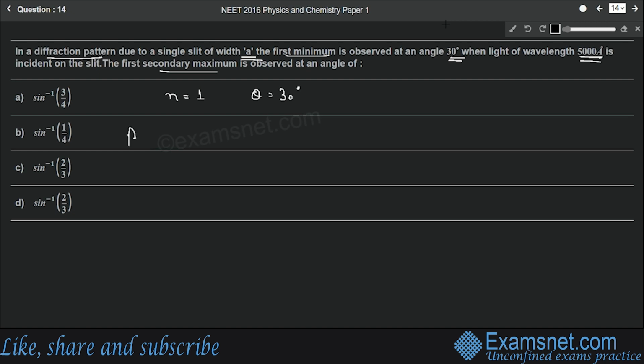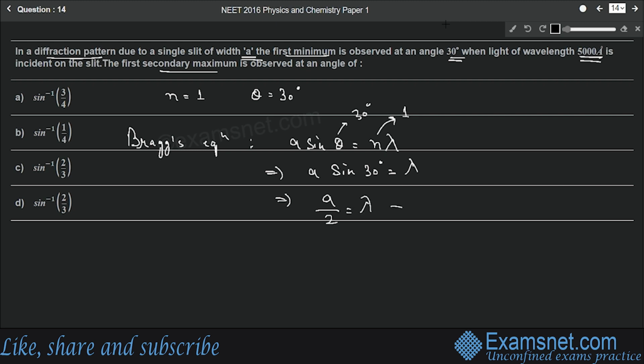So from Bragg's equation, we can say that A sine theta is equal to n lambda. Now theta is 30 degree and n is equal to 1. So we can write that A sine 30 degree is equal to lambda because n is equal to 1 and sine 30 degree is equal to half. So A by 2 is equal to lambda. So from here we get the value of A, that is twice the wavelength, that is A equal to 2 lambda. Let's put it as equation number 1.